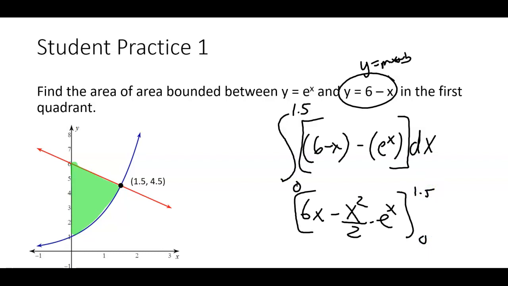Now, I have an interesting little tidbit for you here. What's 5 minus 3? 2. What's 3 minus 5? They're the same thing, just opposite signs, right?